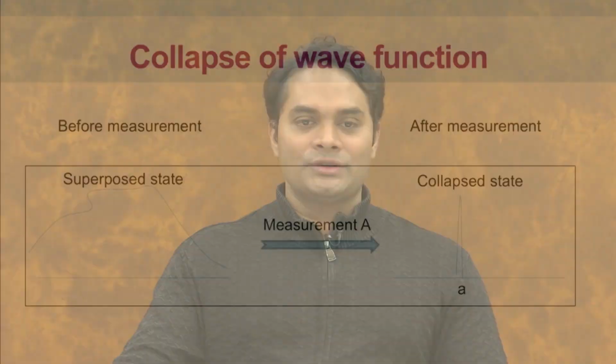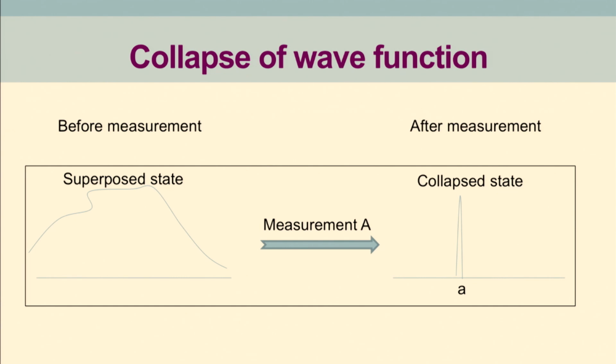If I want to quickly show a pictorial diagram for such effects, the collapse of the wave function: before measurements, I have a wave function which is in a superposed state, and you can see it is like a blob, right?